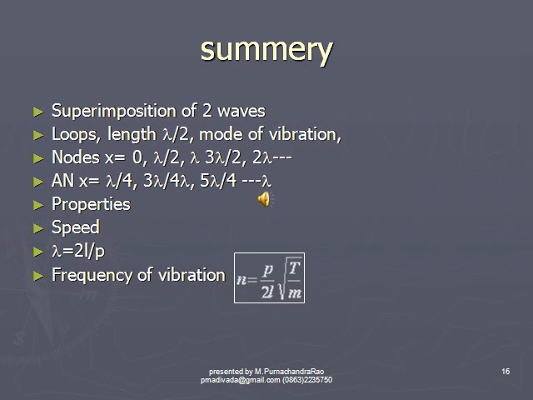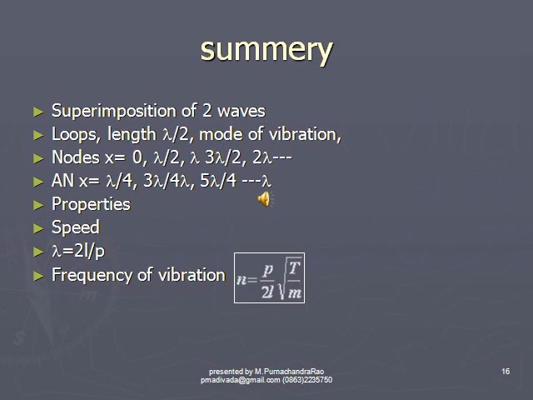Stationary waves on a stretched string are formed by the superimposition of two transverse waves. Then the stretched string appears in the form of loops. The length of a loop will be equal to λ by 2. And a stretched string can be vibrated in different modes. It can be vibrated in a single loop, or in 2 loops, or in 3 loops, etc.